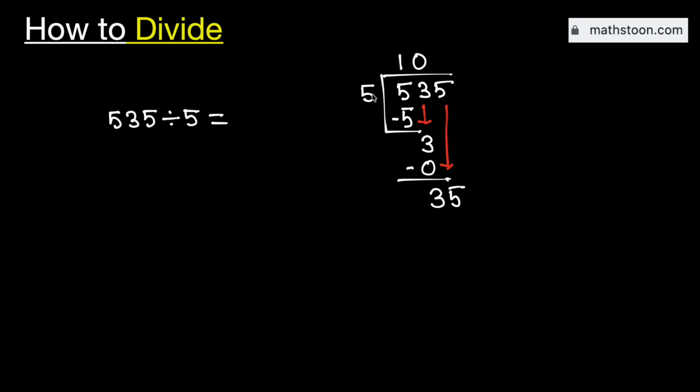And we know that 5 times 7 is equal to 35. Subtract, we get a 0. As we have no number to bring down here and got the number 0, we will stop. Therefore, 535 divided by 5 is equal to 107. And this is our final answer.